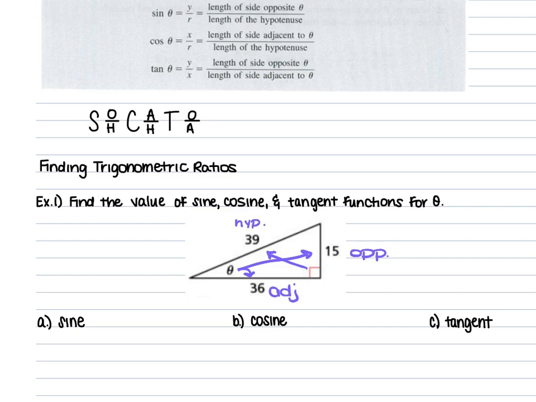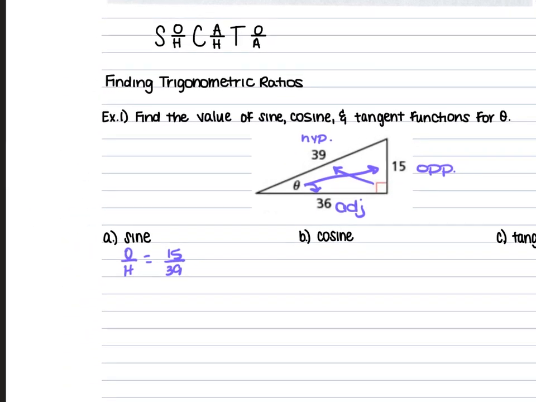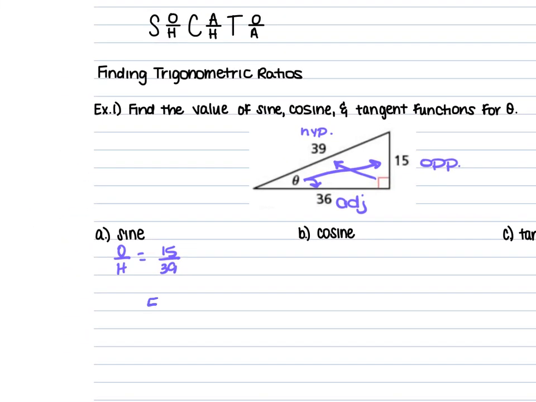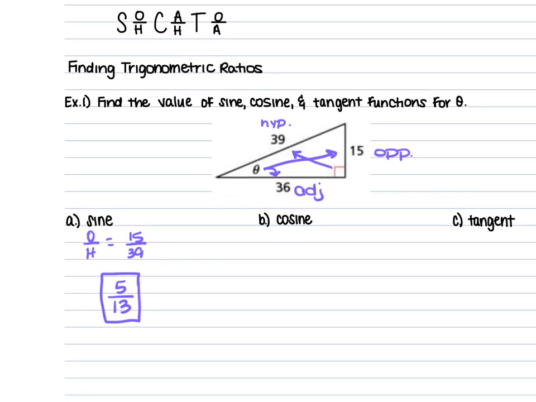So your sine is opposite over hypotenuse, which in this case is going to be 15 over 39. You simplify that because they are both divisible by 3, and you are left with 5 over 13. Your cosine is adjacent over hypotenuse. So our adjacent is going to be the 36 over our hypotenuse, which is 39. These both are divisible by 3 once more, so this is 12 over 13.